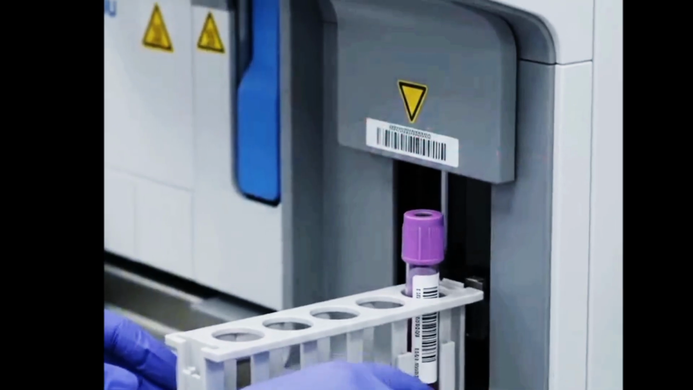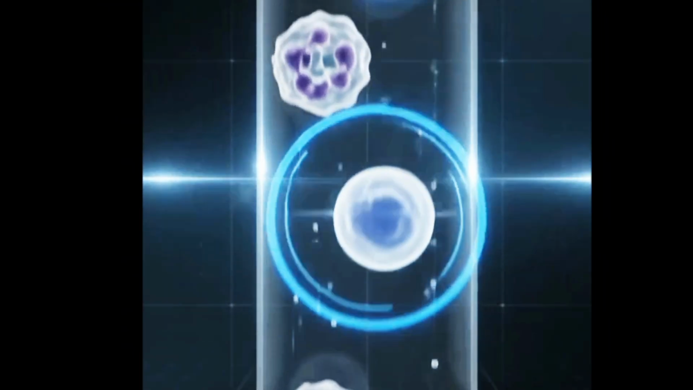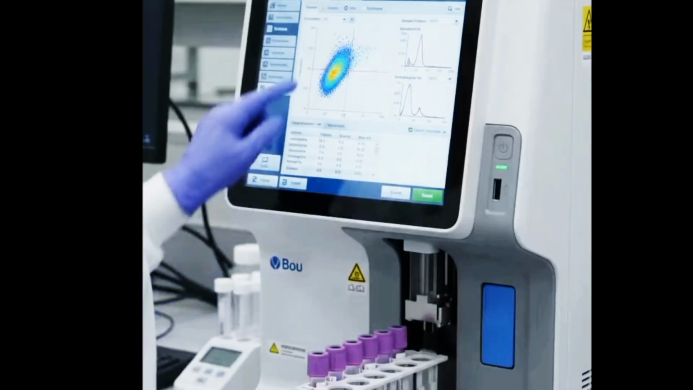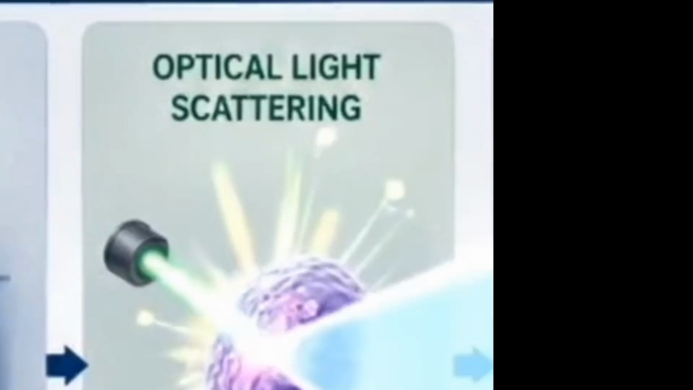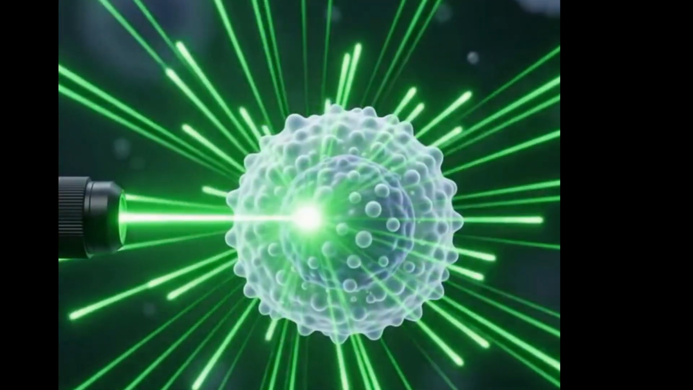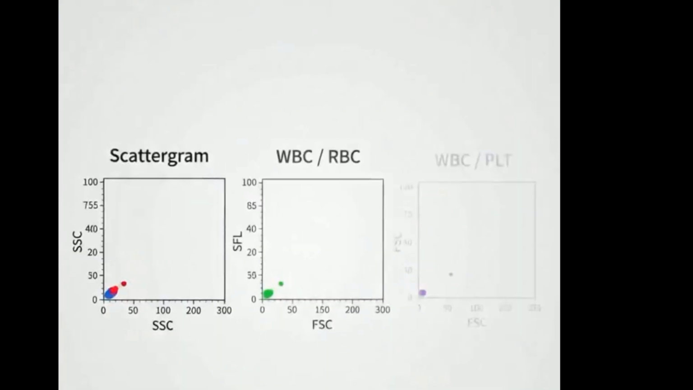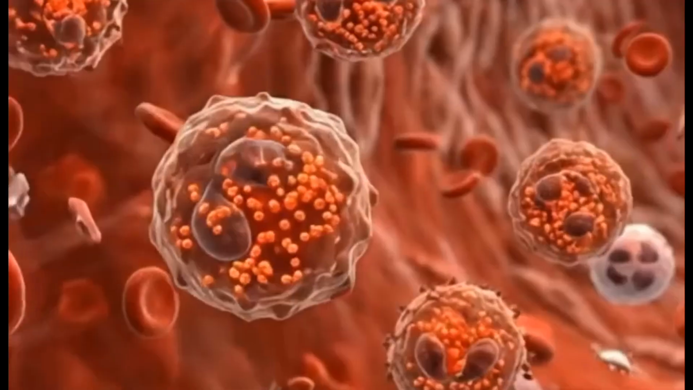Modern hematology analyzers can perform automated white blood cell differential counts rapidly and consistently. Depending on the analyzer, technologies such as electrical impedance, optical light scattering, fluorescence-based measurements, or other proprietary methods may be used to classify white blood cells.